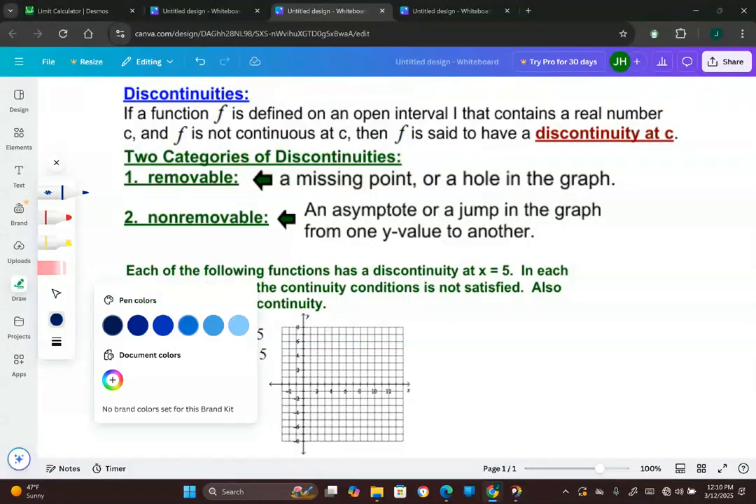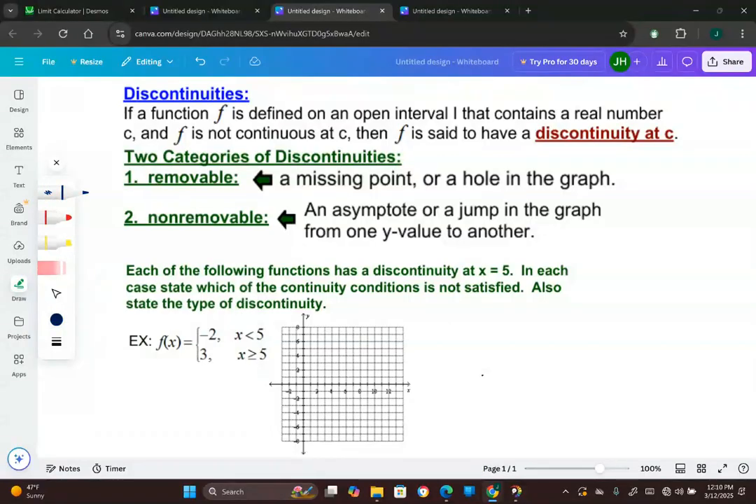The two types of discontinuities we actually talk about are a removable discontinuity, which is simply a missing point or a hole in the graph. And here's something I'm going to add to that definition. The limit as x approaches c of f of x, that limit exists. So if you see a discontinuity in the graph, and you can honestly say that the limit exists at that spot, it's a removable discontinuity. It's a hole or a missing point. We'll show some examples of that in this video.